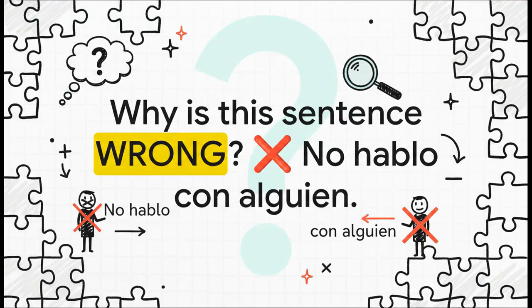So, first things first, let's look at this sentence on the screen. No hablo con alguien. Now, your brain, especially if you're an English speaker, probably translates that to I don't talk with anyone. And it seems like it should be perfectly fine, right? But it's completely wrong in Spanish. So what on earth is going on here? We're about to crack that code.